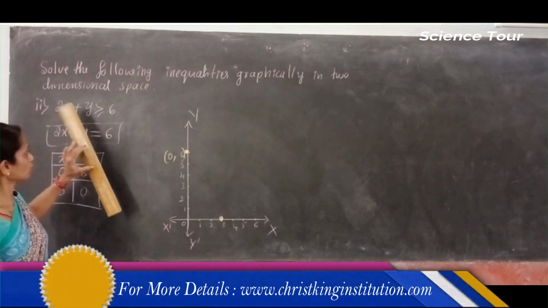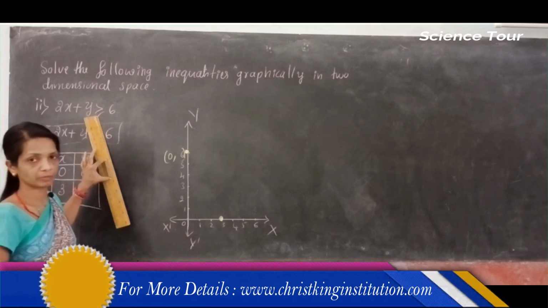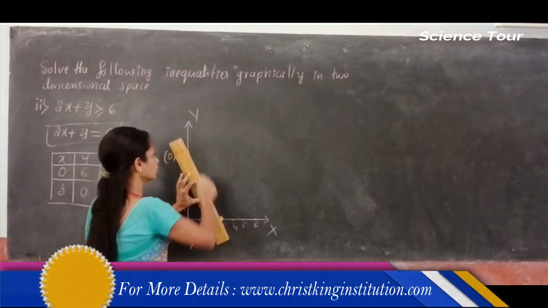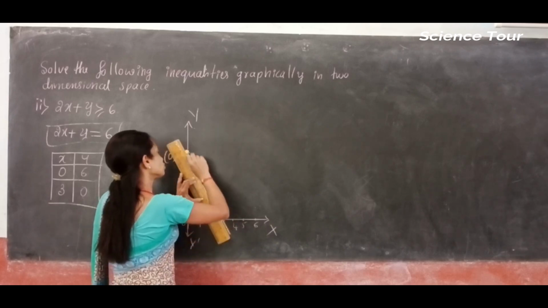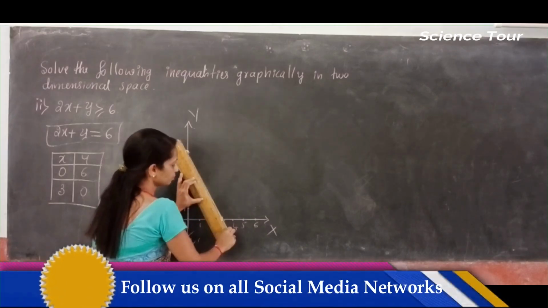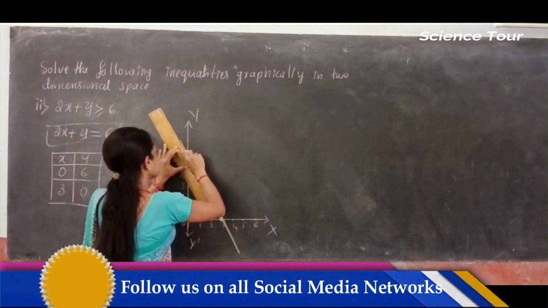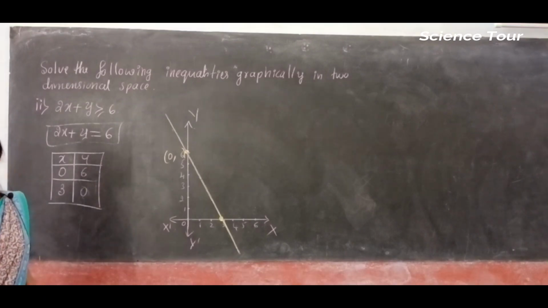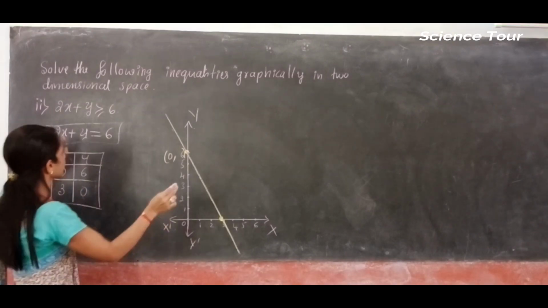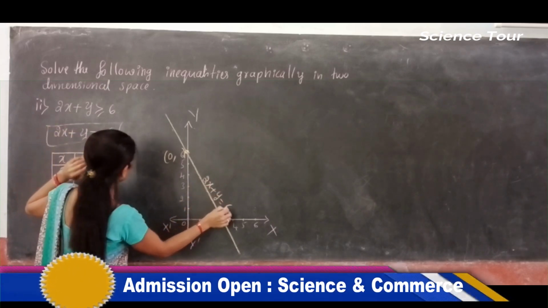After that you have to join those 2 points, but to join them you have to observe the inequality symbol. Which symbol do you have? You have the slack symbol. If you have the slack symbol, you can use a continuous line to join those 2 points. After joining, you can extend in both directions, lower side as well as upper side, without changing the direction of your scale. Next you have to write the name of the line on that line: 2x plus y is equal to 6.